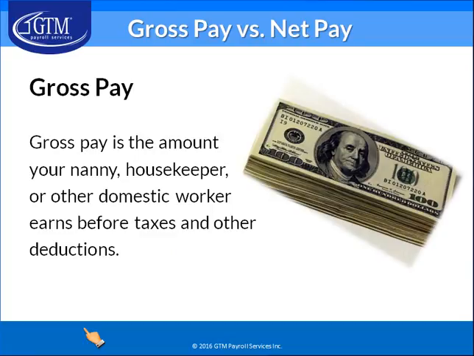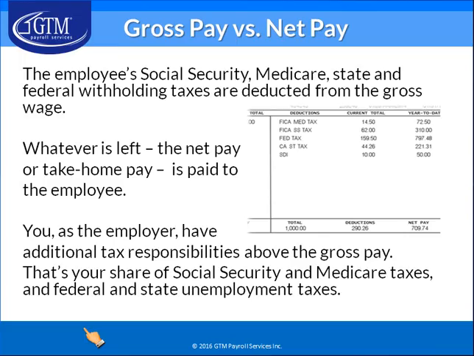Gross pay refers to the amount that your nanny, housekeeper, or other domestic worker earns before taxes and other deductions. Social Security, Medicare, state, and federal withholding taxes are deducted from the gross wage. Whatever is left is the net pay, and that's paid directly to the employee. As the employer, you do have additional tax responsibilities above the gross pay, such as Social Security and Medicare taxes, along with federal and state unemployment taxes.